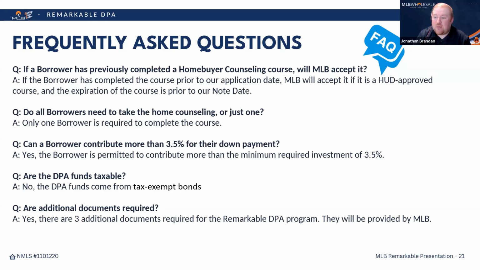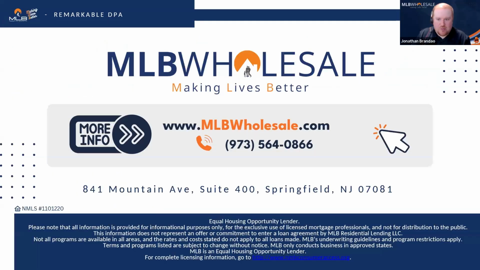There are those three that will be provided to you by our team. So the account manager on our end will give those to you once you get your initial underwriting decision. So those are the basics of the Remarkable DPA.